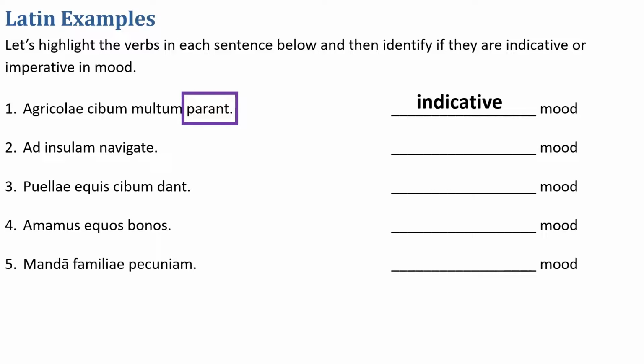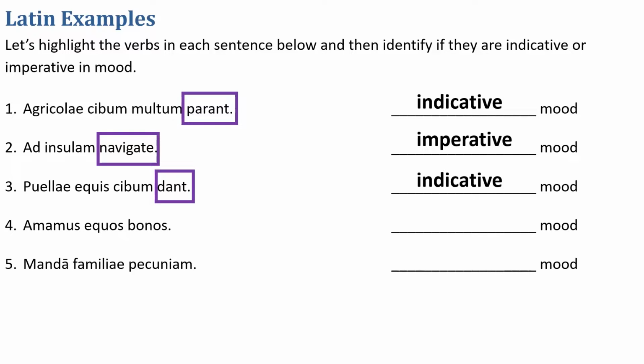Number 2. Ad insulam navigate. Where's your verb? Navigate. There's something to do with sailing here. What does it end with? Does it end with one of our personal endings? No, it doesn't. It ends with te. Hey, we just filled that out on the chart. That's a plural imperative, so y'all are being told to do something. Y'all are being told to sail. That's imperative. Number 3. Puellae equis cibum dant. Where's your verb? Dant. Ends with nt. Oh man, personal ending. That's indicative.